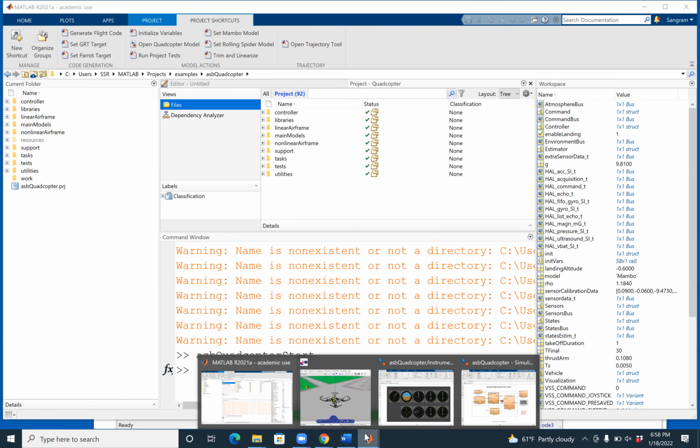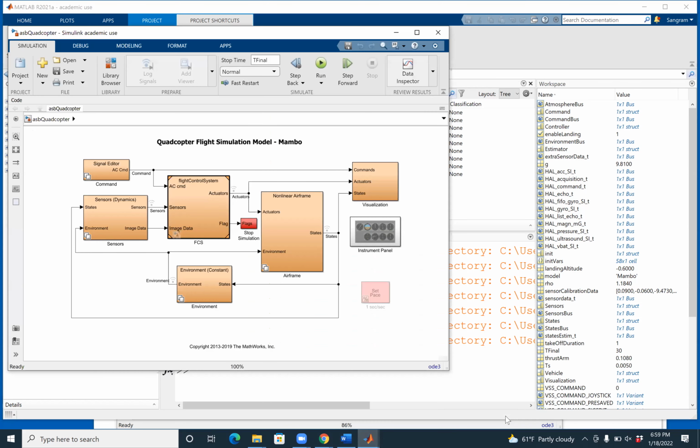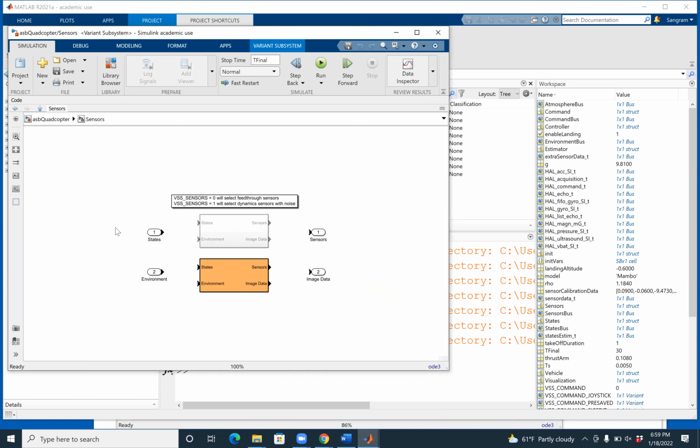Then you would see the flight simulation model. This is the whole flight control simulation code inside the Mambo. We are not going to play with this Simulink model today, but look here, you can manipulate the sensors. You can take the feedforward sensors, or you can do feedback. So you can see the effect of disturbance and the external environment on the actual simulation.